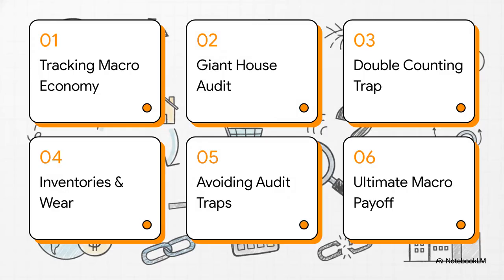Here's our roadmap for today's audit. We'll start with tracking the macroeconomy, then we'll jump into the giant house audit, tackle the double counting trap, look at inventories and wear and tear, learn how to avoid income audit traps, and finally, we'll wrap up with the ultimate macro payoff. Let's get into it.